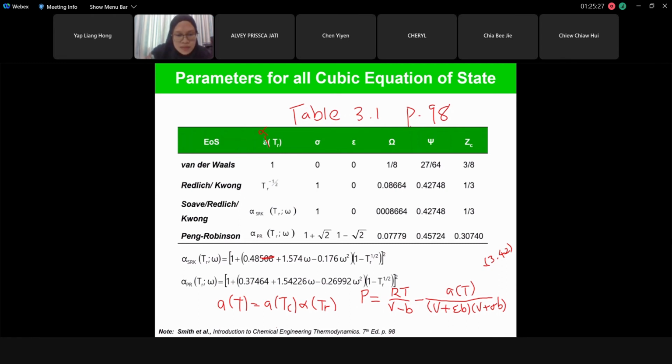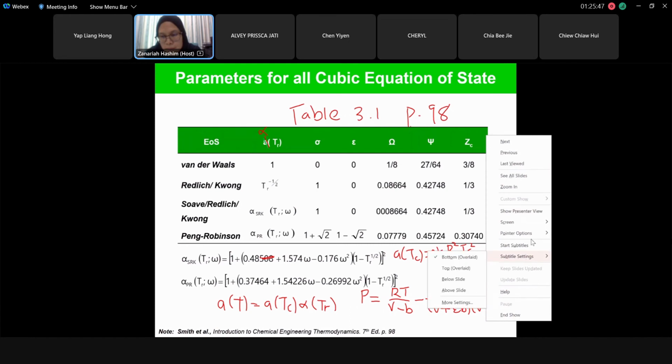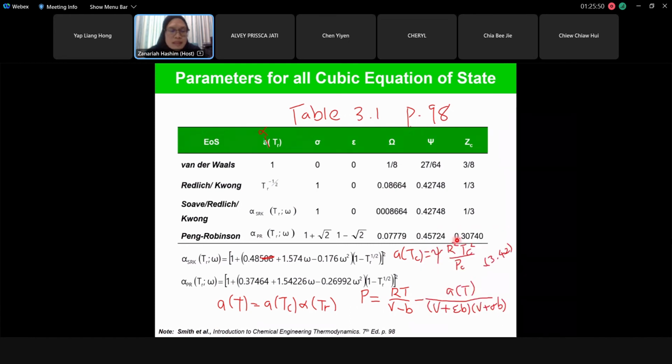Where to write this? So A(Tc) is this one, R squared Tc squared over Pc. Okay. So that's why you need this one. Let's say you want to use this equation, you want to apply van der Waals. For A(T), you have this equation: A(T) equals A as a function of Tc times, what was it, alpha(Tr). Okay, so A(Tc) is given by this.